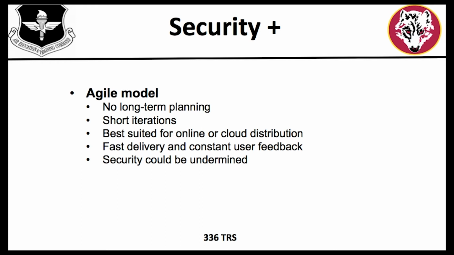However, the agile model's focus is more along the lines of rapid development, and sometimes that can undermine security. For example, developers may release new code every week, and introducing new code that's untested at this rate could make it difficult to keep up with vulnerabilities and threat vectors. And security could basically be an afterthought at that point. But it's usually fast delivery and is going to give constant user feedback, and it's best suited for environments like we're seeing here, online or cloud distribution areas.